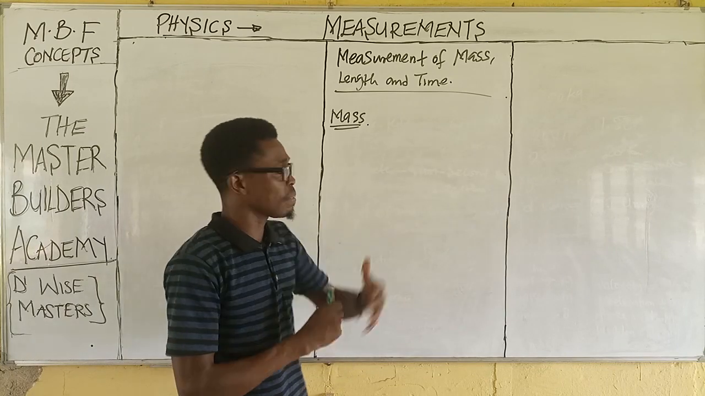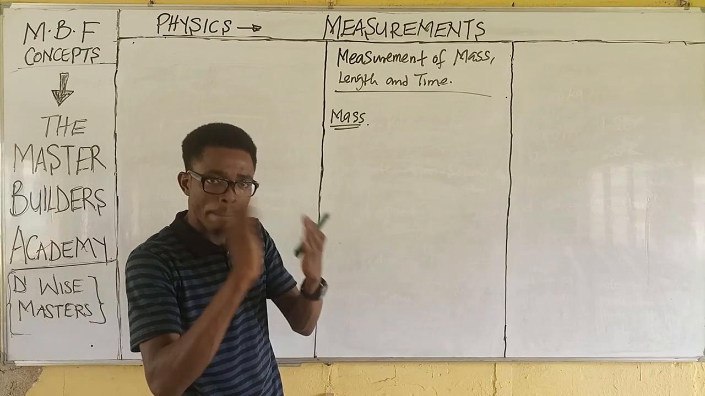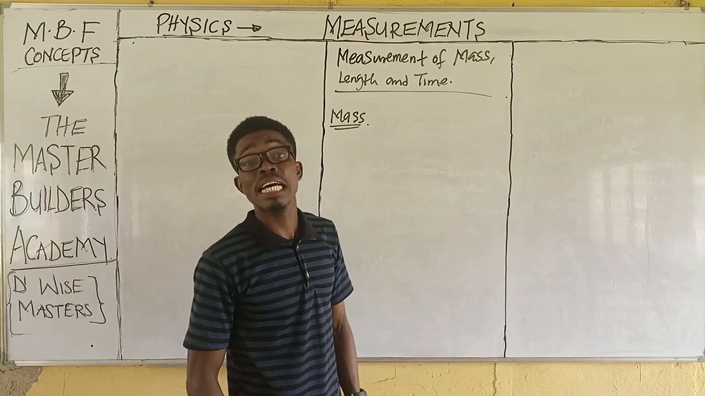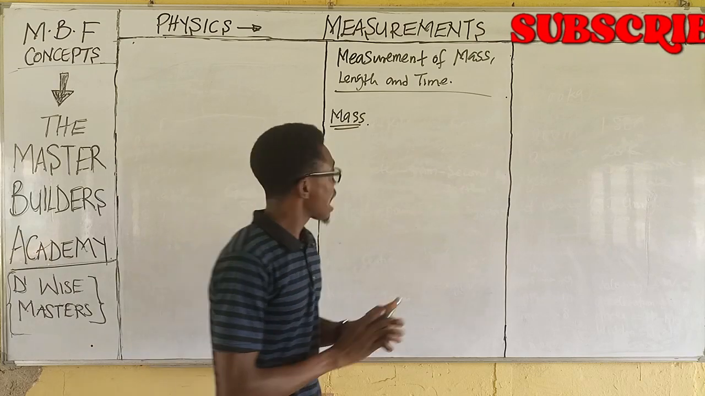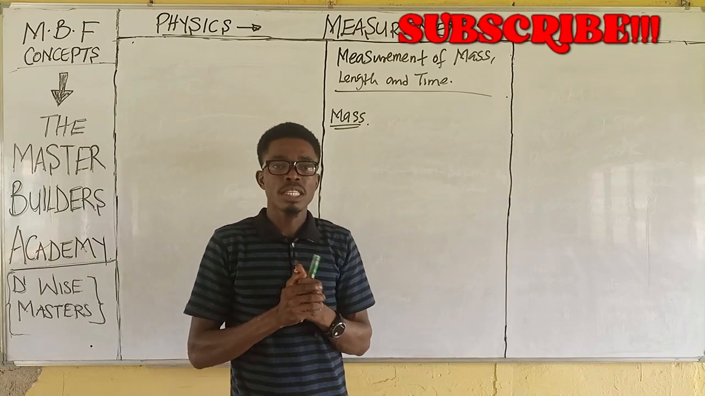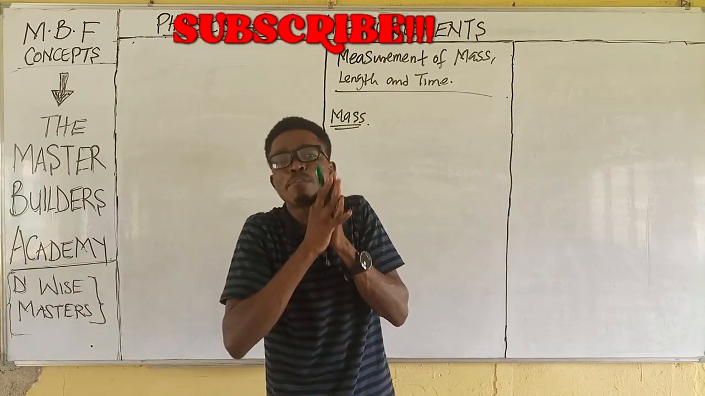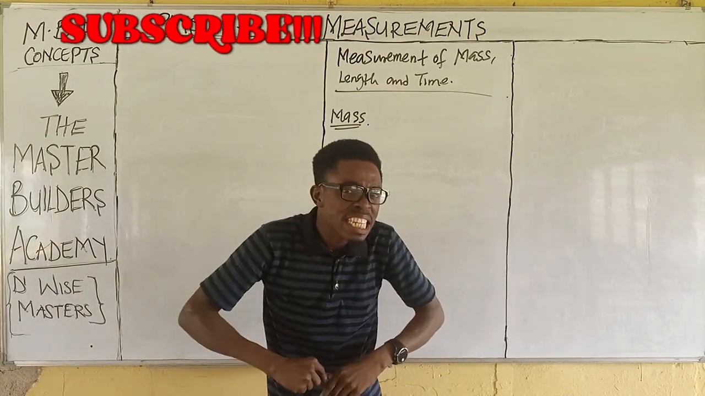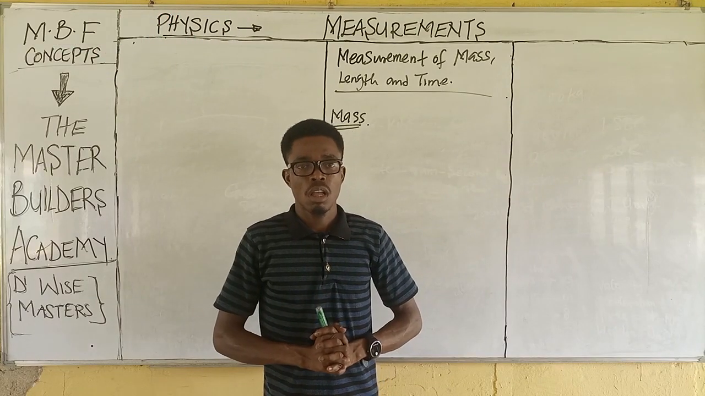Now let's quickly start with mass, guys. If you are asked, what is a mass? Or what is mass? What will you say? Now, guys, mass is the measure of the quantity of matter present in the body or an object.